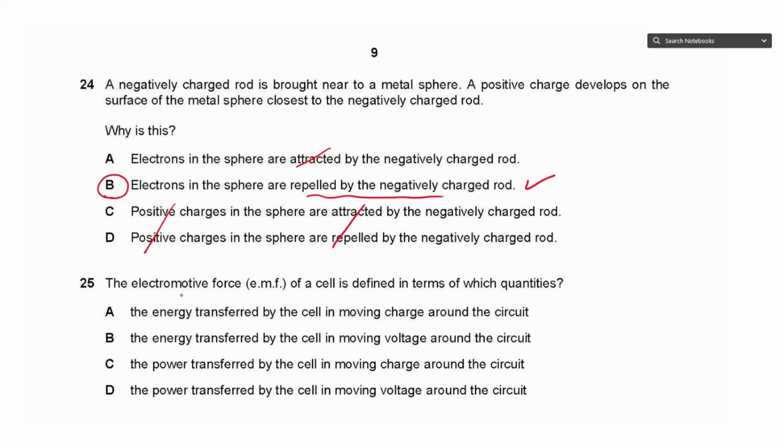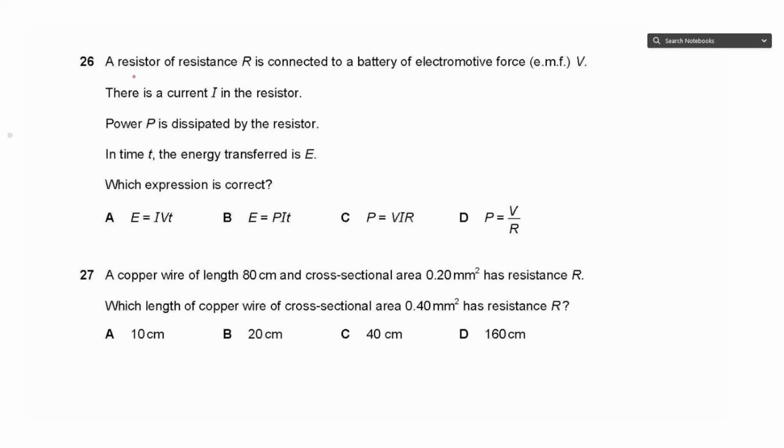Question 25 says the electromotive force of the cell is defined in terms of which quantities? Electromotive force is the energy supplied per unit charge. So the energy transferred by the cell in moving charge around the circuit, or energy per voltage? No, it is charge. And it is not the power, it is the energy. So the answer here is A. Question 26 says a resistor of resistance R is connected to a battery of electromotive force V. There is a current I in the resistor. Power P is dissipated by the resistor in time T. The energy transferred is E. Which is the correct equation? We should remember this. Energy is equal to IVT or VIT. So the answer here is A.